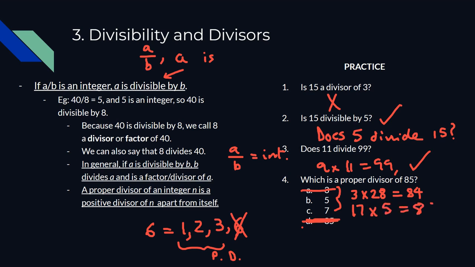So B is the correct answer here. And 7, if you want to try it, you can just do 7 times 12 equals 84, and 7 times 13 equals 91. So if 85 were a multiple of 7, it would be somewhere between 12 and 13, and there are no integers between them. So 7 is not a divisor. So C is wrong, and the answer is B.